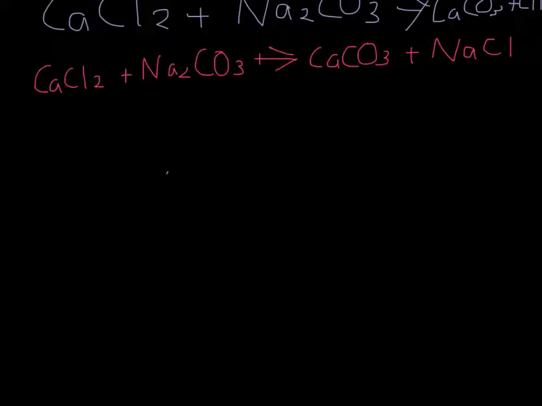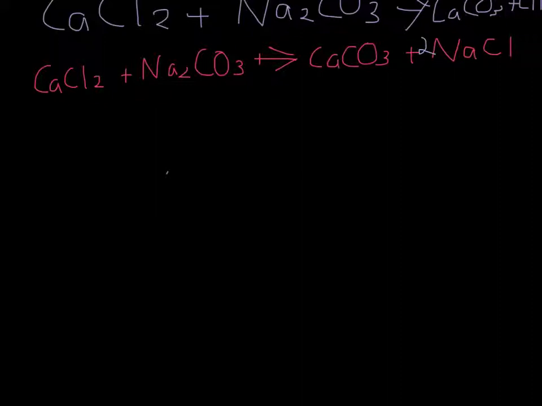Okay, so now we need to balance this equation. We know that we have 2 chlorides and 2 sodiums, so we can just put a 2 in front of the NaCl. That's going to give us both of those, and then we're good. That's it, balanced.